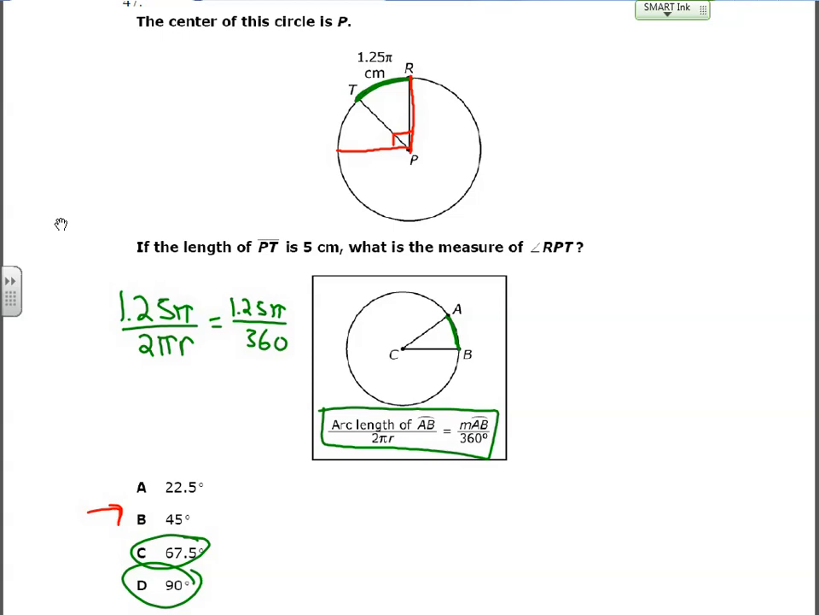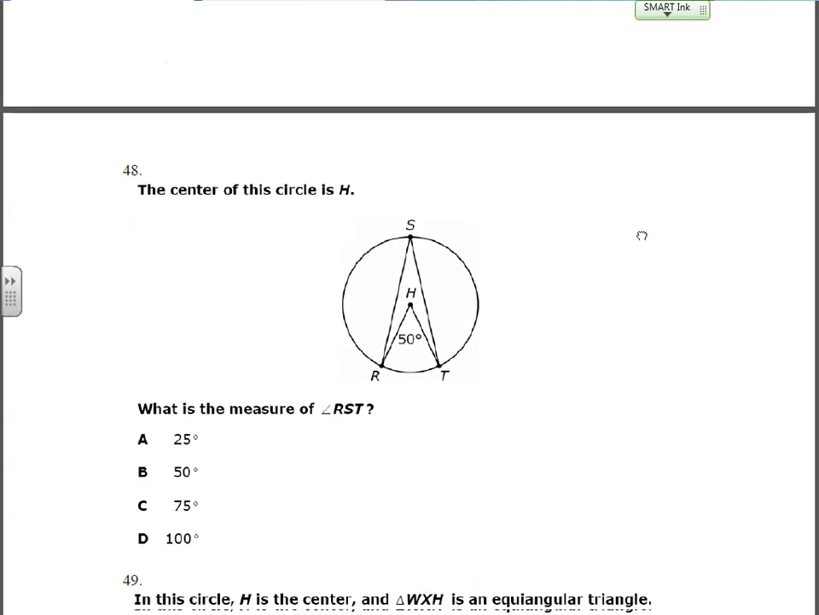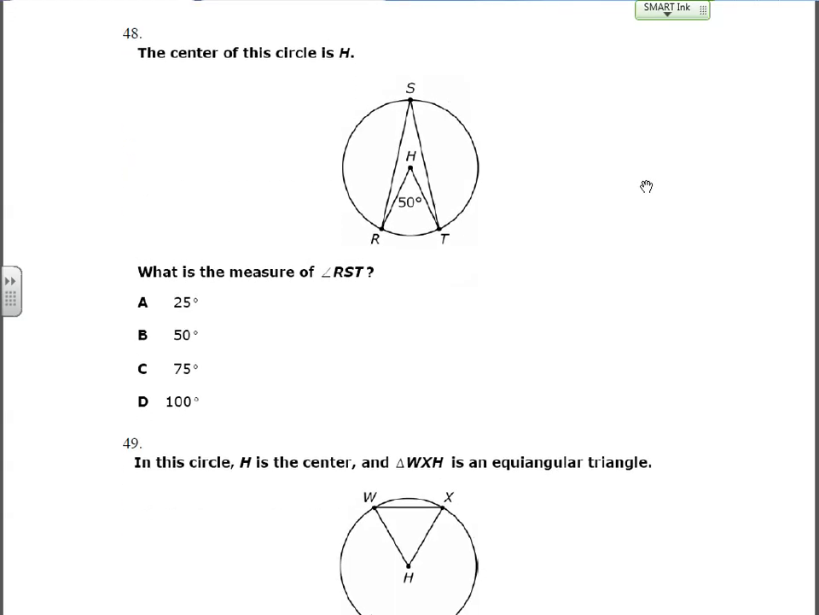The next one, 48, I think I did like 5 in a row here. So 48 looks like this. It says the center of the circle is H. What is the measure of angle RST? So RST is this angle here. We're looking for this.